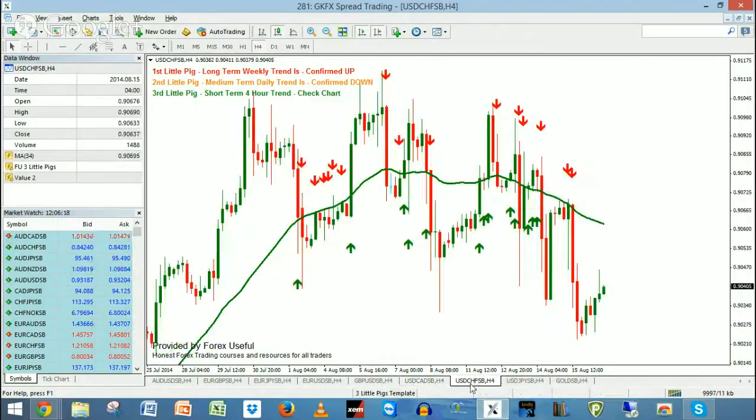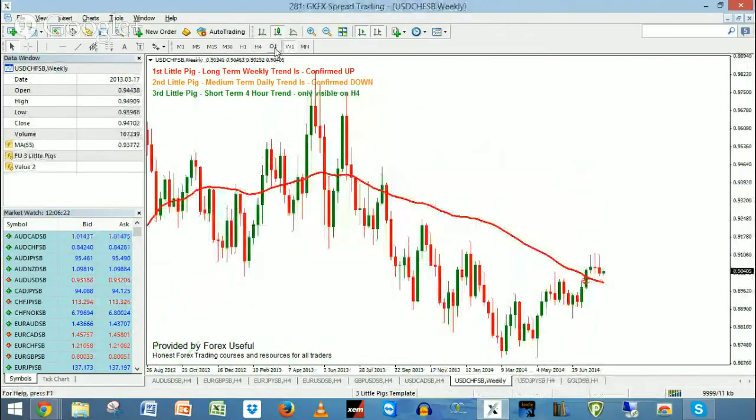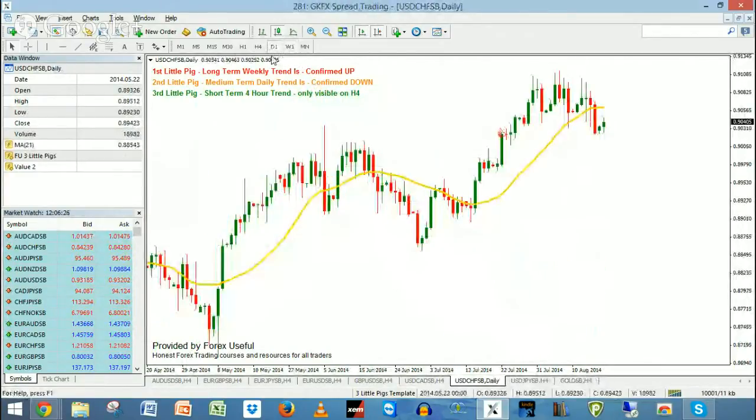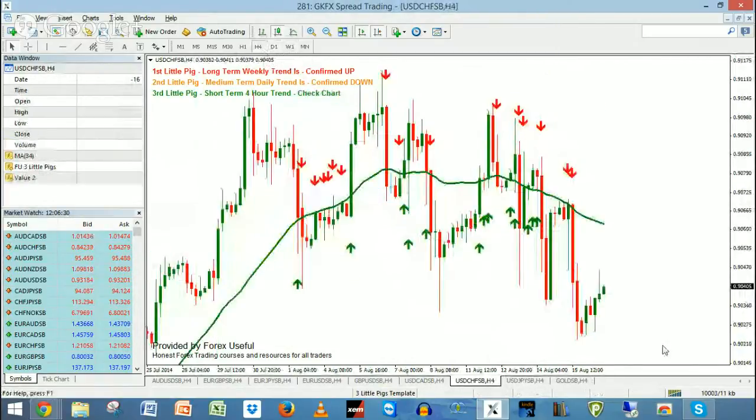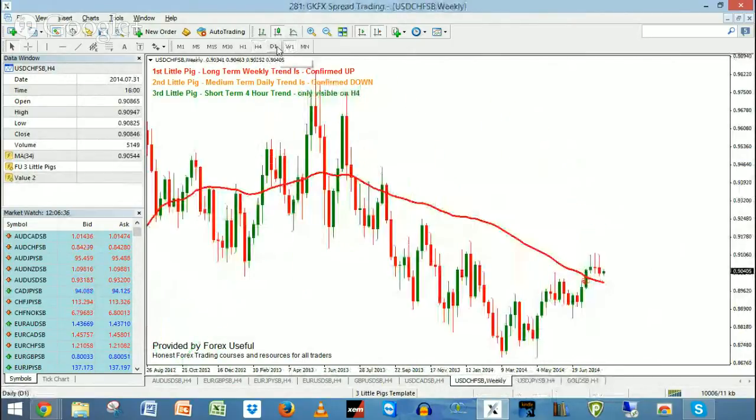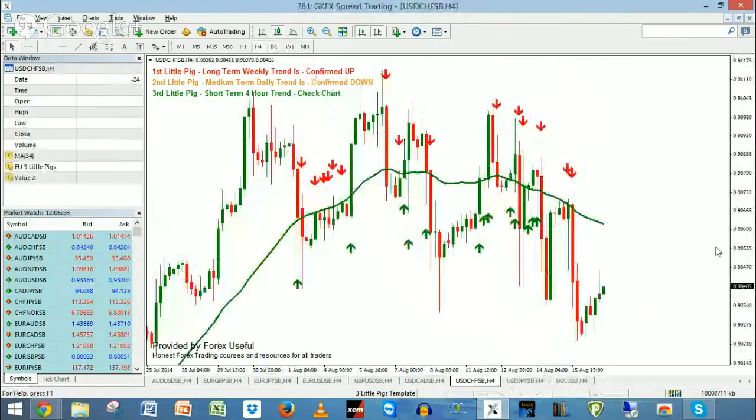USD Swiss, again up and down, here we are on the weekly. We've just moved up on the weekly actually, and the daily just moved down. So again, we're just waiting for a signal either way, up or down. When the two time frames come into sync, we'll just take the signal. It could go either way.